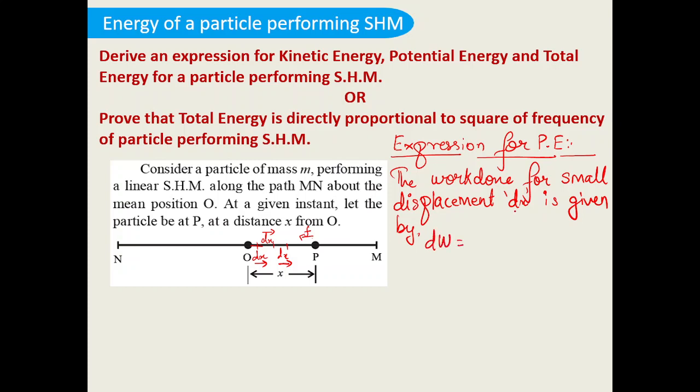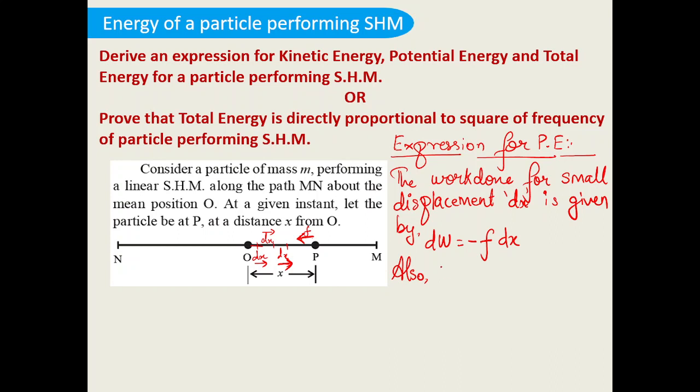dW, because the displacement is small, the work done is also small. It is dW equal to the force F into the displacement dx, and there will be a negative sign. What does this negative sign indicate? The negative sign indicates that force and displacement are in opposite directions. You can see the force direction is this, but the displacement direction is this. So these two are in opposite directions.